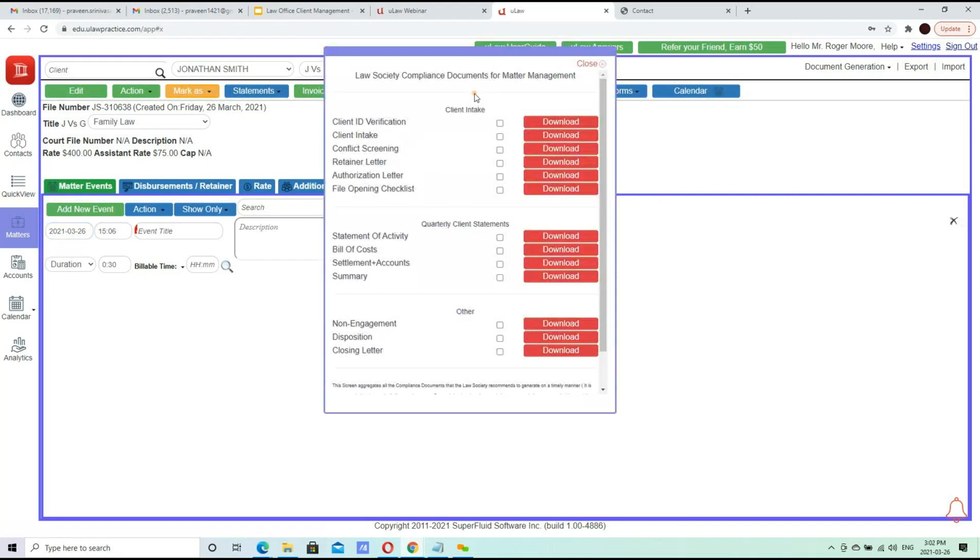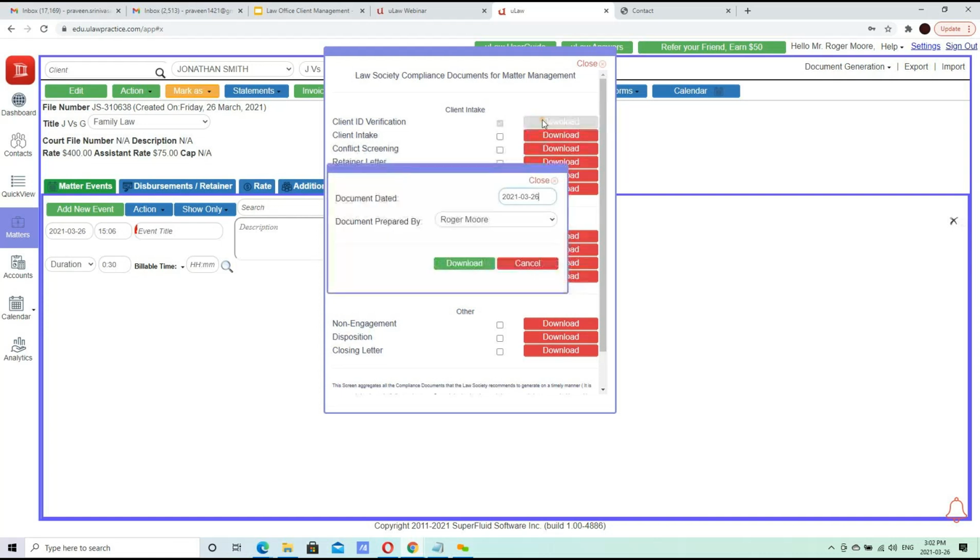Now comes, again, whether you do it at that time or after the fact. Doing it as soon as you've done it, as close to when you've done this, helps you stay more compliant. So, the client identity verification document.